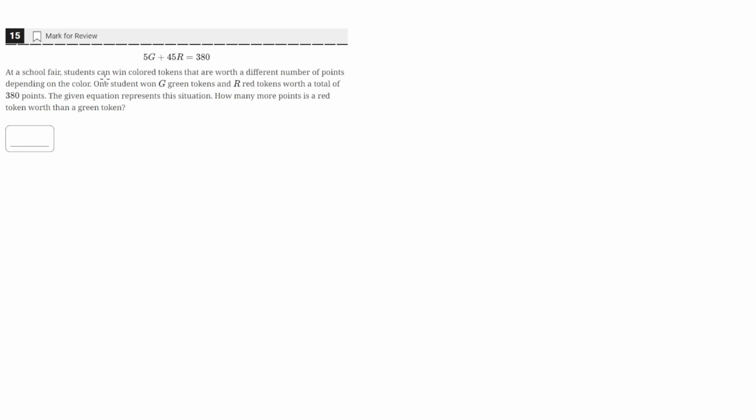At a school fair, students can win color tokens that are worth a different number of points depending on the color. One student won G green tokens and R red tokens worth a total of 380 points. The given equation represents the situation. How many more points is a red token worth than a green token? So in this equation, 5G plus 45R equals 380.